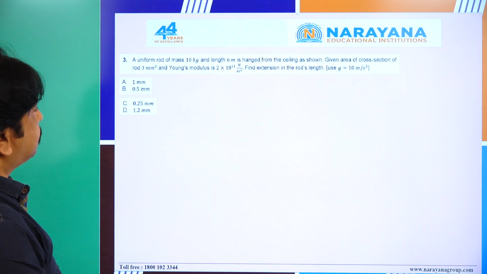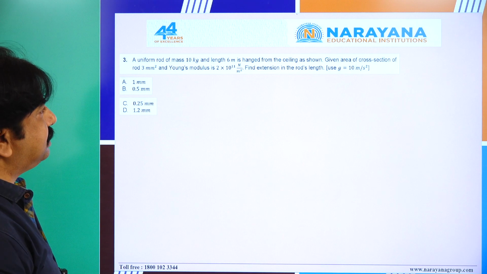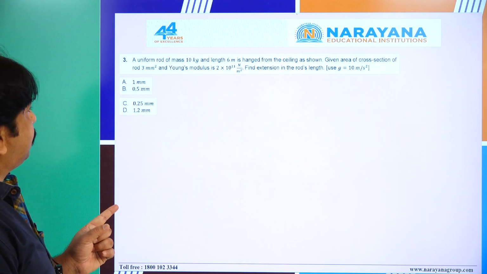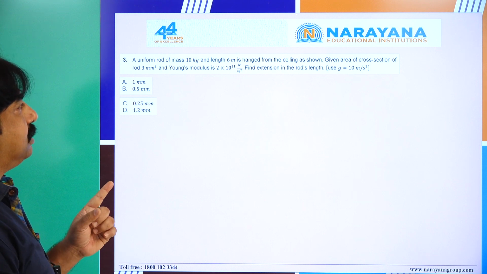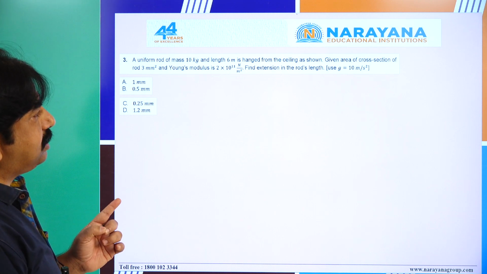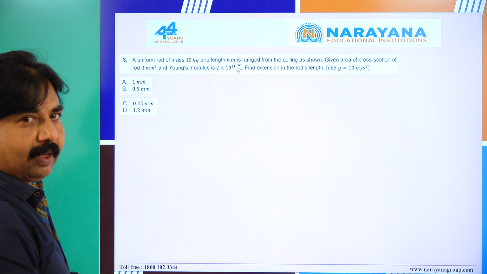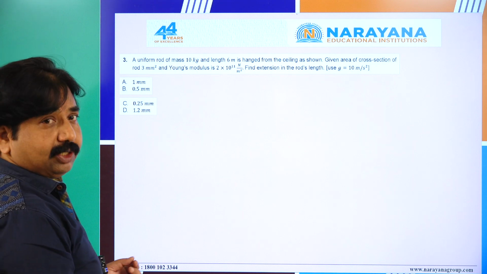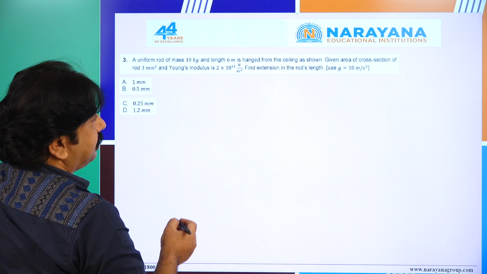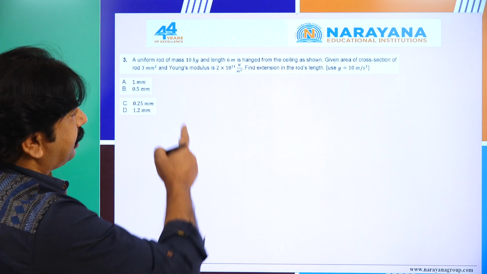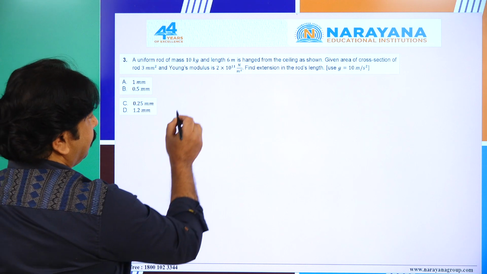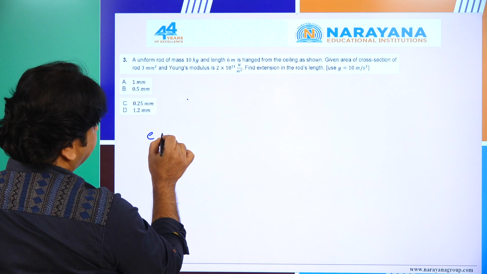A uniform rod of mass 10 kg and length 6 meters is hanged from the ceiling as shown. Actually, we missed the diagram also. Given the area of cross section of the rod is 3 mm square and Young's modulus is given, find the extension in the rod's length. They are asking. Now, this is purely from the elasticity chapter, that is, Young's modulus. So already we know, here they are asking to find the extension in the rod's length. Direct formula we have, extension e is equal to FL by AY.